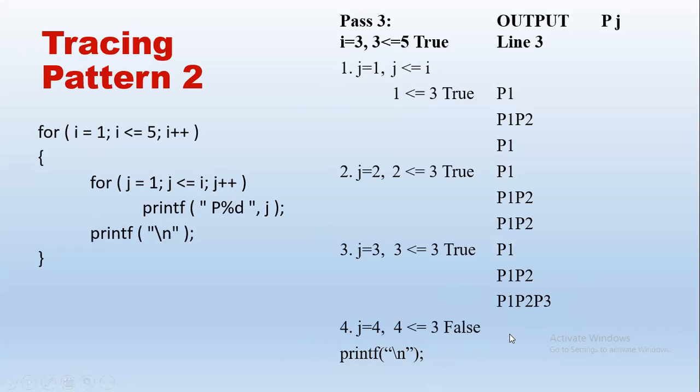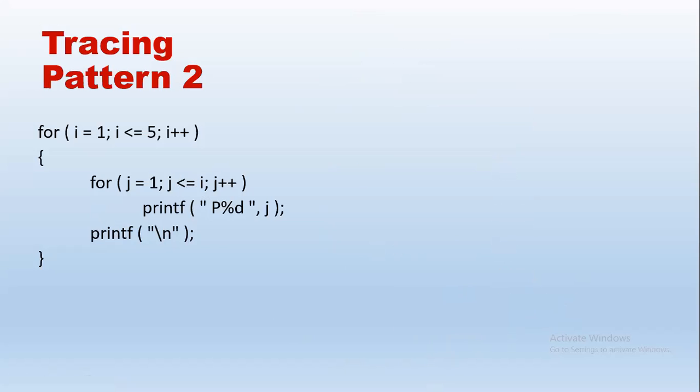So what happens next? i has to be incremented. i becomes 4, right? So that is pass 4. Every new value, we have a new pass. In each pass, we have multiple steps of the inner loop. So we have pass 4. i value is 4. Is 4 less than equal to 5? Yes, condition is true. We need to print line 4 here.